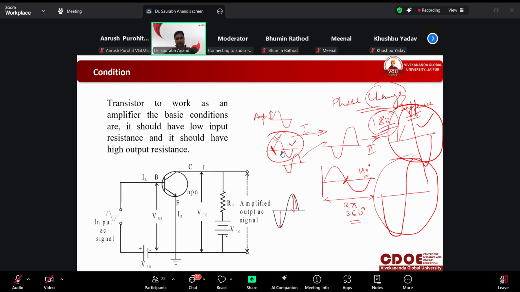Got it? Are you getting this thing? So it will amplify more and more, but in phase, out of phase, in phase, out of phase, like this. Got it?